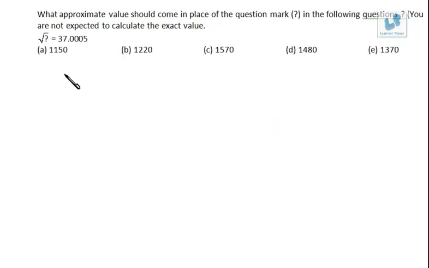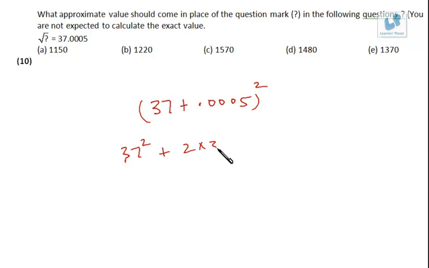Now let's see this question. Here in this question, root x is this, so x will be the square of 37.0005. So it will be what? 37 plus 0.0005 square, right? So that will be 37 square plus 2 into 37 into 0.0005, plus the third term will be negligible because it will be the square of this, right? Now what is 37 square? I have already told you several times that you must know the squares till 50.